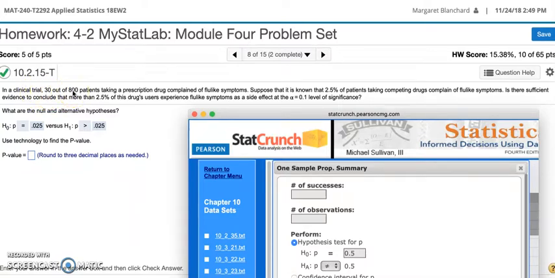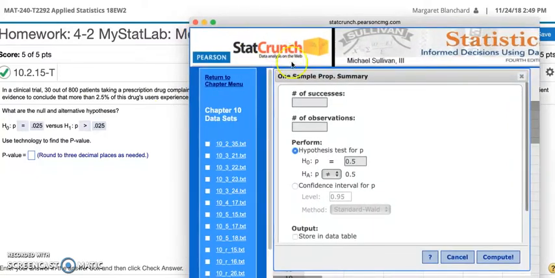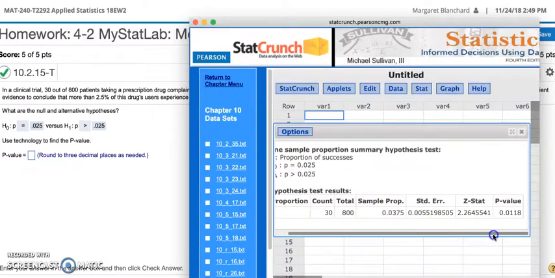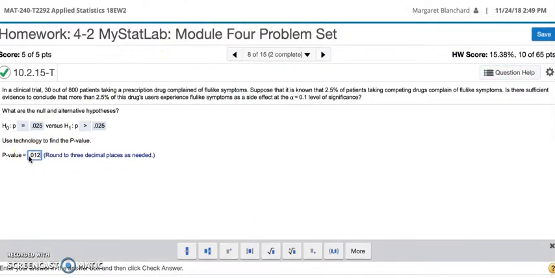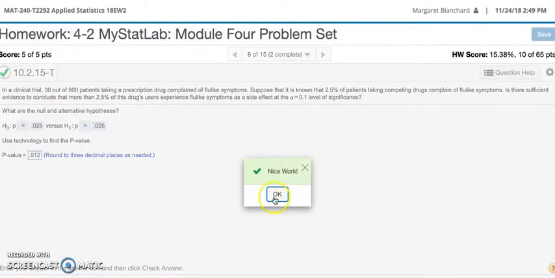So we're saying we're going to use this small sample to test against this 2.5% to make a conclusion about a larger population. So in this case, our number of successes is going to be 30. Again, that's from our sample data. And the number of observations, the total number in our sample, is 800. Our null hypothesis was equal to 0.025. And the alternative was greater than 0.025. We click compute, and we get a p-value of 0.0118. Here it says round to 3 decimals, so that's going to be 0.012. Check answer. Nice work.